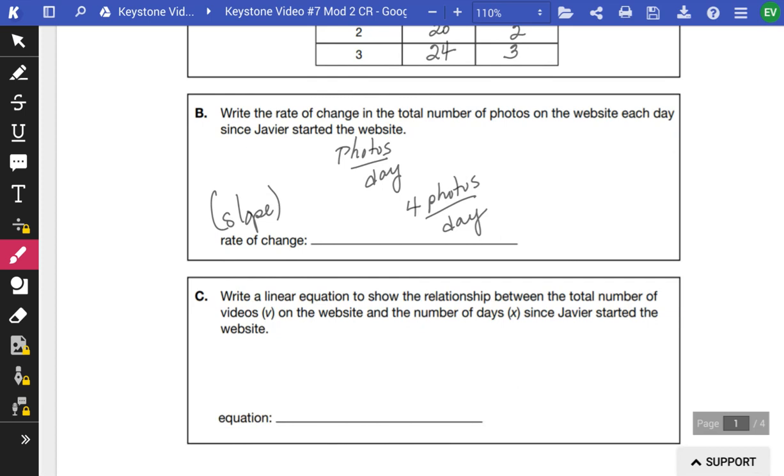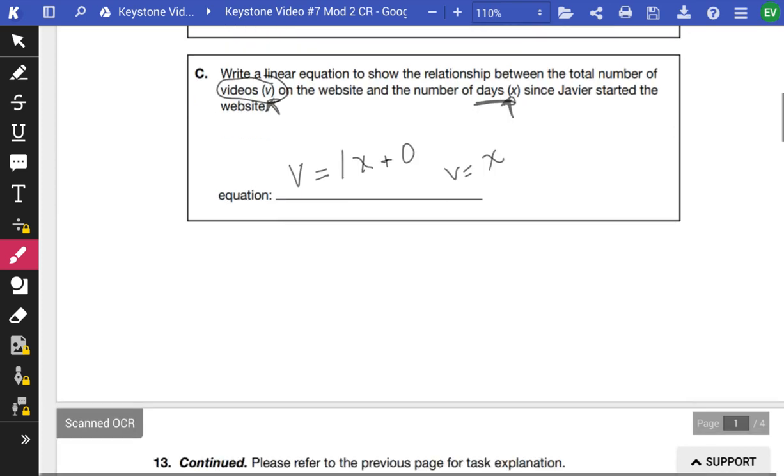Write a linear equation to show the relationship between the total number of videos, now we've switched over to videos, on the website and the number of days since Javier started the website. So the number of videos is 1 video per day, and he started with 0. So you could also just do V equals X. Make sure that you use the variables that are specified in the question. Shouldn't have been too hard there.